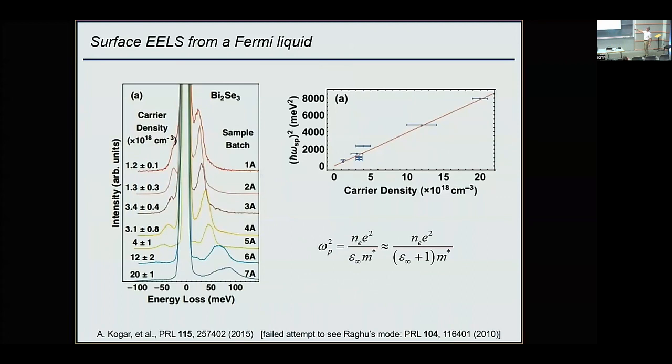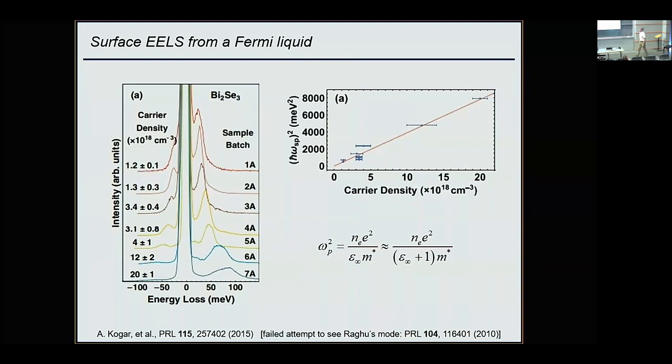This was a failed attempt to measure the spin surface plasmon that Raghu predicted, Sri Raghu, who's also here, in 2010. So this was done in the time when bismuth selenide had very serious problems with selenium vacancy, so they were highly electron doped. The consequence of that is you just see plasmons. It's just a doped semiconductor, basically. So here's what you see.